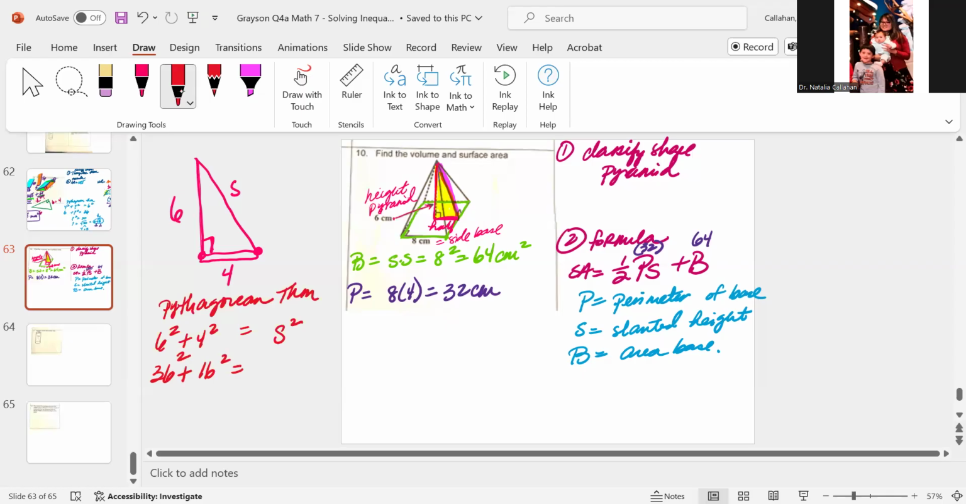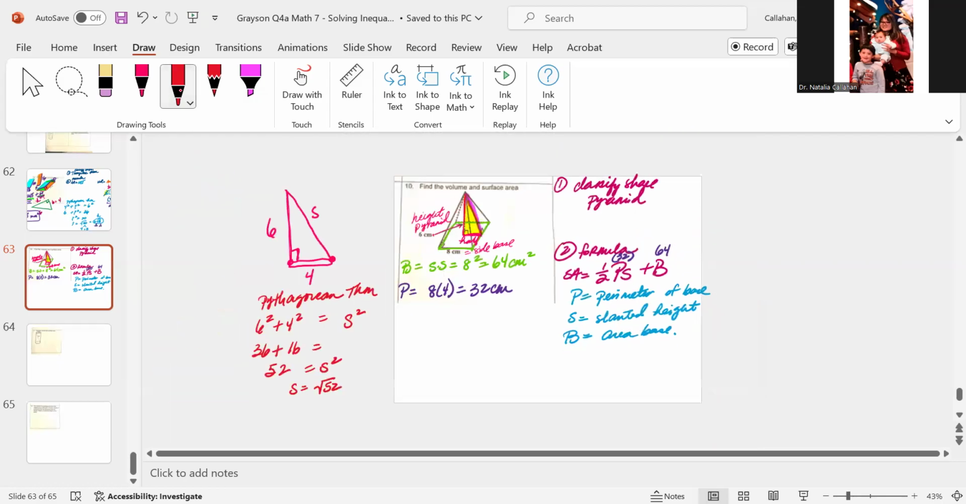You need to copy it down the best you can. And if you can't, that's fine. Just do the best you can. And then this weekend, you're going to have to be practicing more. Let me know when you find the slanted height.